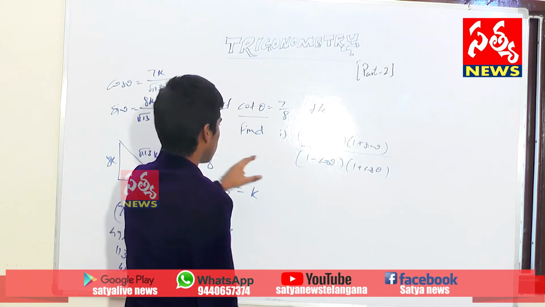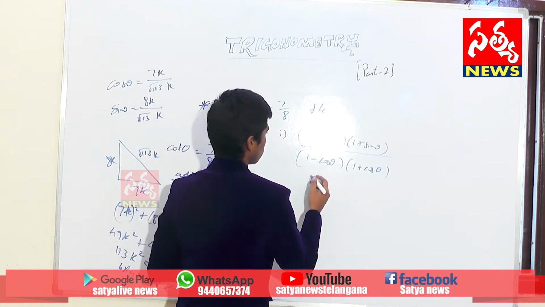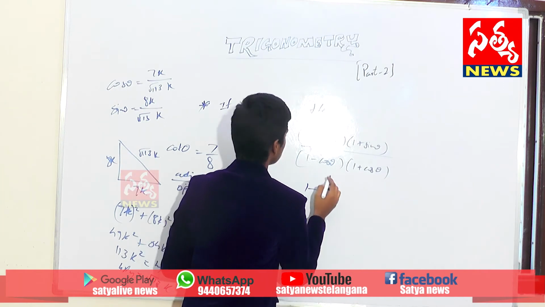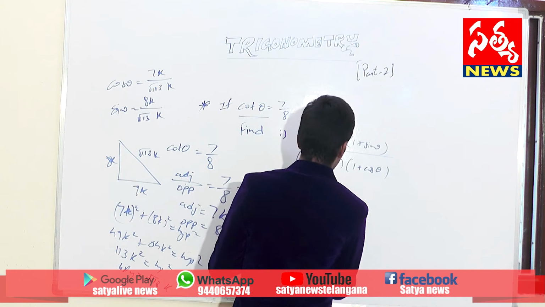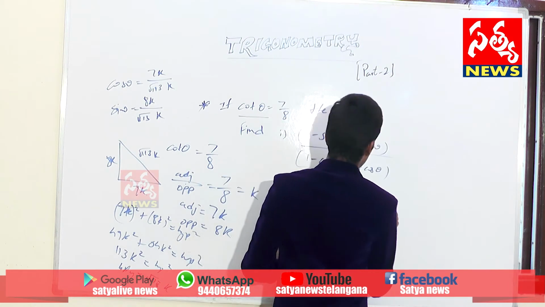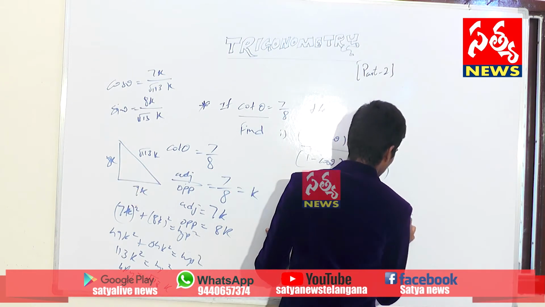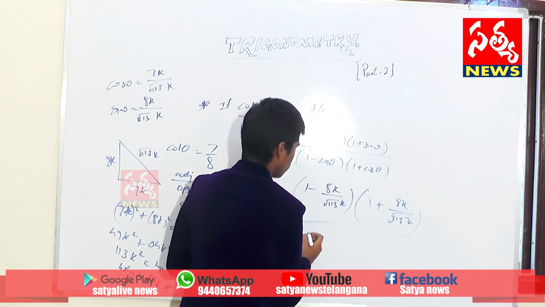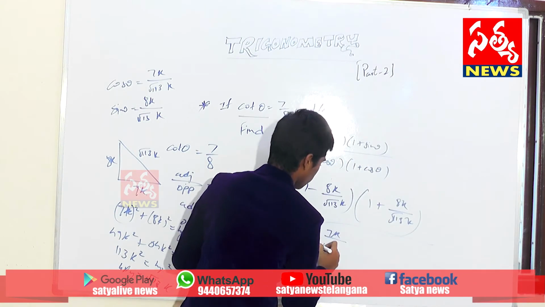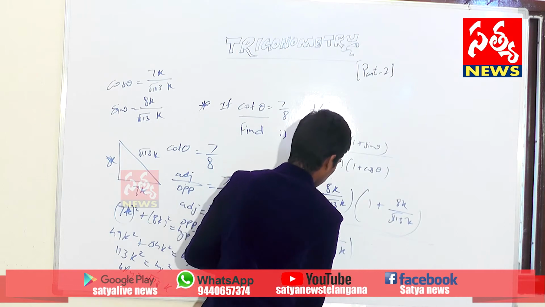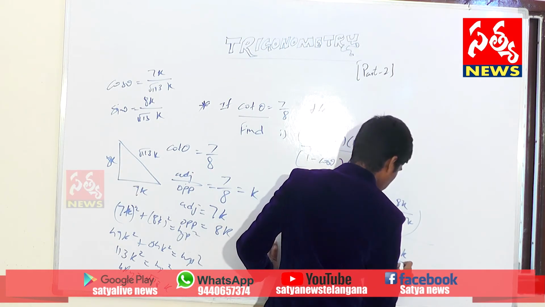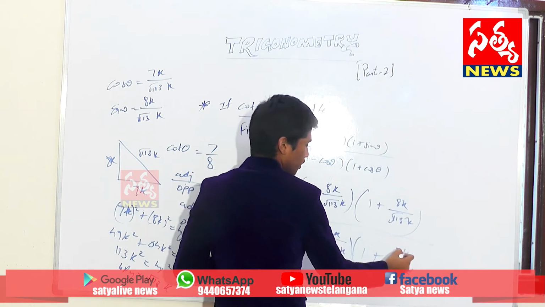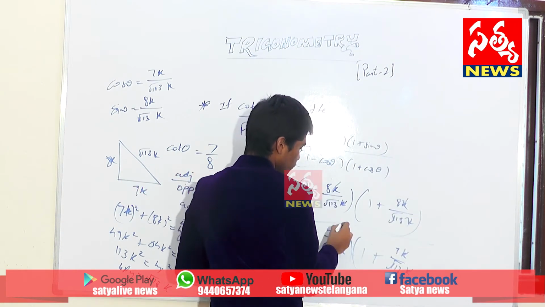By putting these values here, we get the answer. The value as 1 minus 8k by root 113k into 1 plus 8k by under root 113k by 1 minus 7k by under root 113k into 1 plus 7k by under root 113k. See here, we can cancel all the k's.